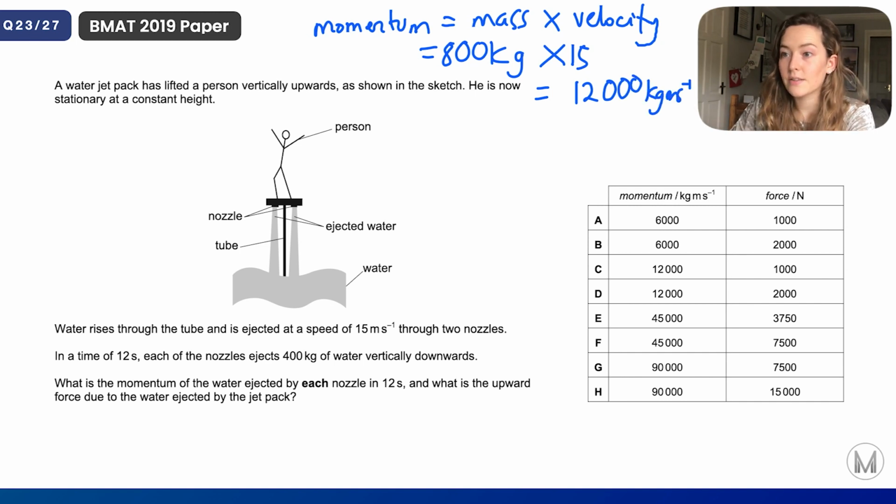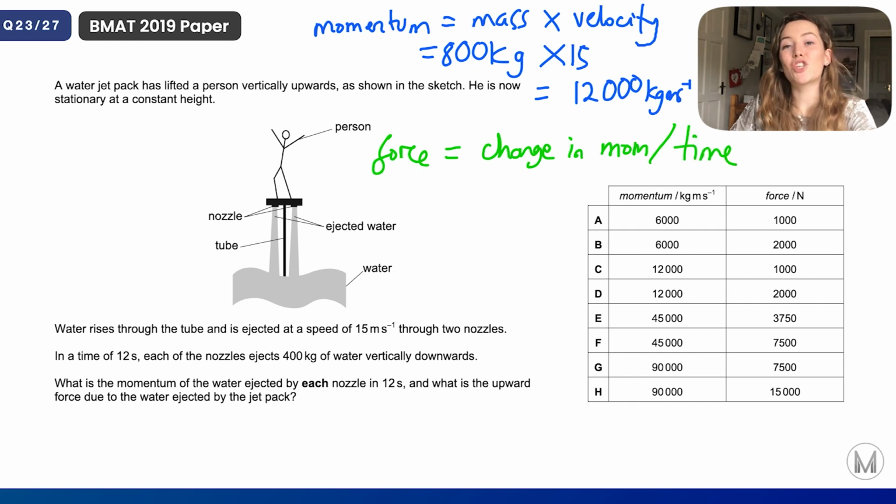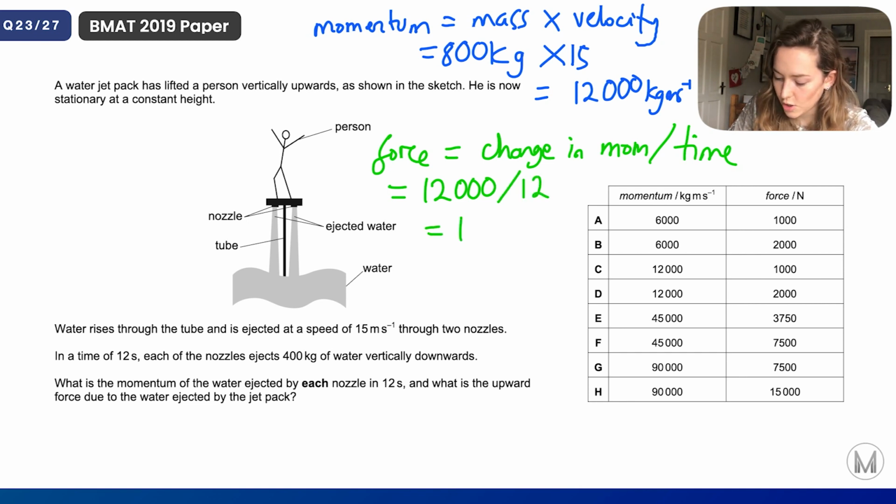Then I need to connect my momentum with my force. So another equation we need: force is change in momentum divided by time. So the initial momentum we're going to assume to be 0. Therefore, our change in momentum is going to be the full 12,000 kilograms meters per second. So using the formula, the force is therefore going to be my 12,000 divided by time, and it happened over 12 seconds. So my force is going to be 1,000 newtons.